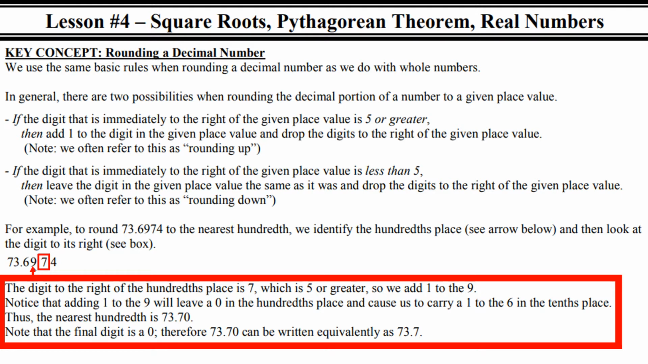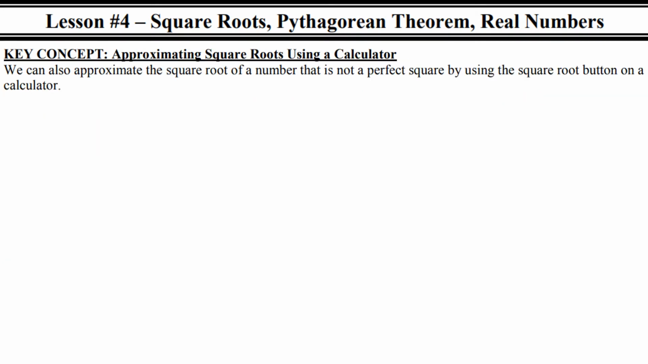We add 1 to the 9, which bumps it up to a 10, so we leave a 0 in the hundredths place and carry a 1 to the 6 that's in the tens place, making it a 7. Thus, the nearest hundredth is 73.70. Now that 0 is no longer a placeholder, so we can simply write it as 73.7.